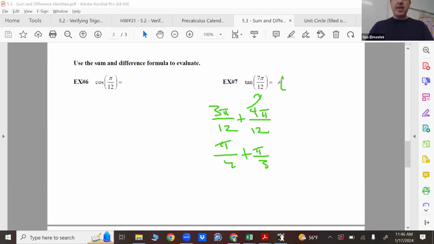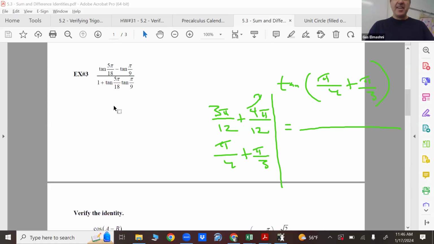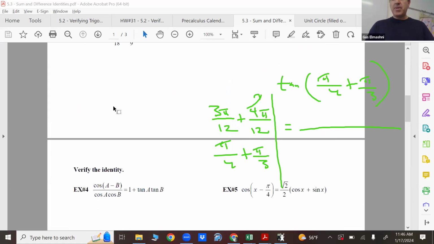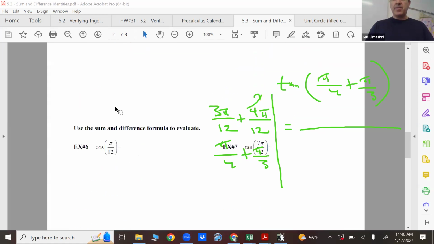So I'm going to write it like this. Tangent. That's a totally true statement. Now remember, what does that mean? Go back to your formula sheet, your best friend. We have the formula right here. Tangent of A plus B: you're going to do tangent of A plus tangent of B, over 1 minus tangent of A times tangent of B.